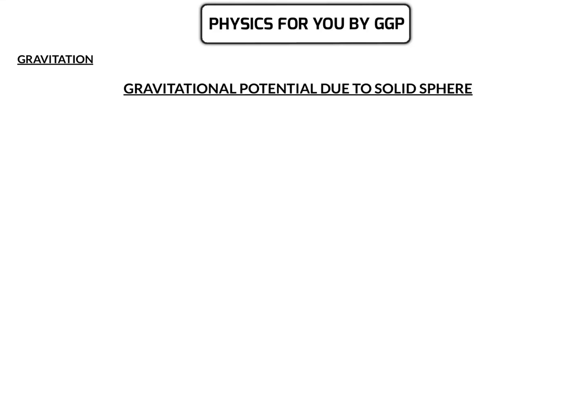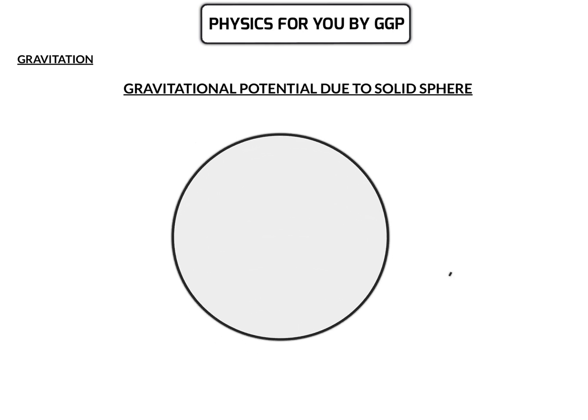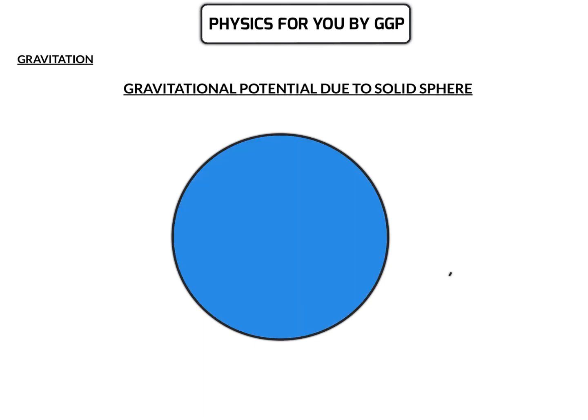Welcome all. In the next part of the topic gravitation, we'll discuss gravitational potential due to a solid sphere. Consider a solid sphere, and our aim is to find the value of gravitational potential due to this solid sphere at a point which is at a distance x from its center. Let's say this represents the center of the sphere, and from the center we consider a point P at a distance x. We want to find the value of gravitational potential over there.